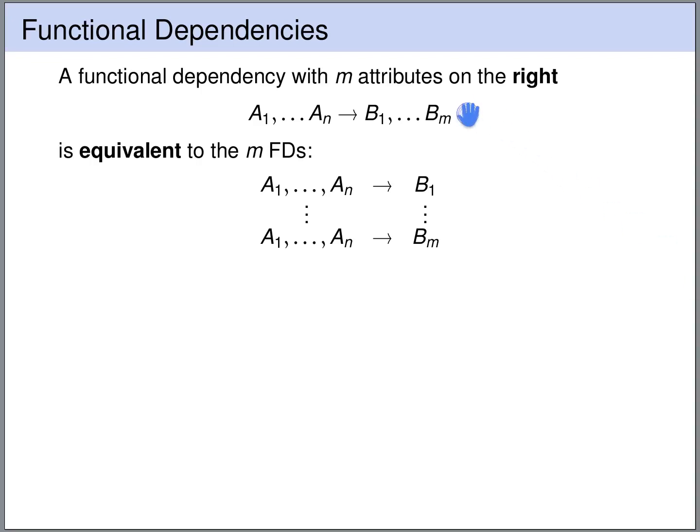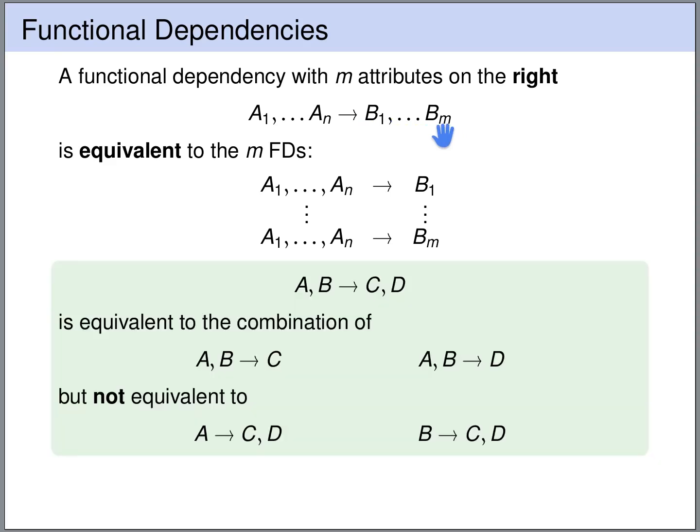In general, a functional dependency has this shape. A1 up to An uniquely determine B1 up to Bm. So we have m attributes on the right. This is equivalent to stating m functional dependencies with a single attribute on the right. So here we're saying that A1 up to An uniquely determine the value of B1, and likewise they uniquely determine the value of B2, B3 up to Bm. So they determine all these values, which is equivalent to saying that B1 up to Bm are uniquely determined.